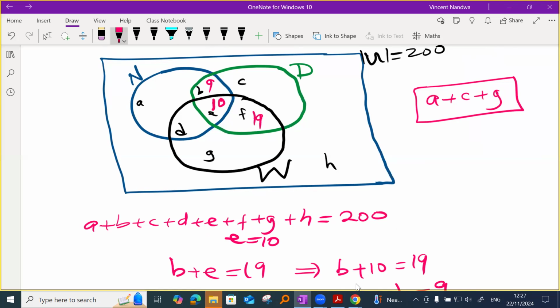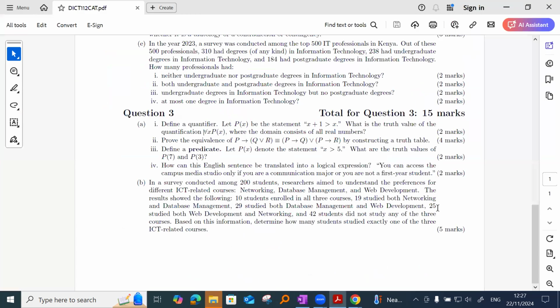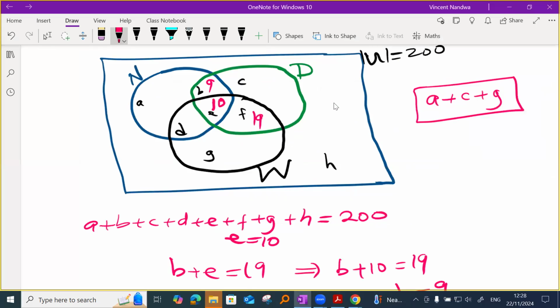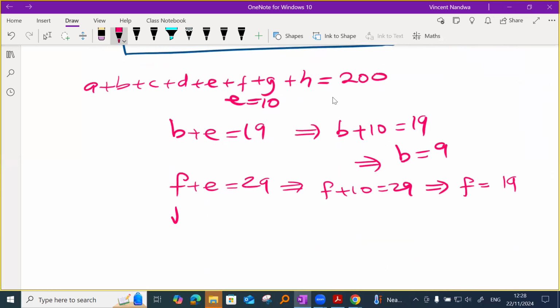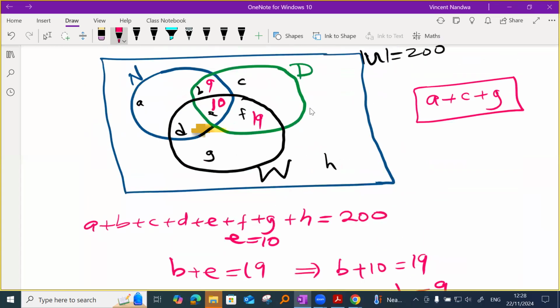And then further, we were told that 25 studied both web development and networking. So where do N and W meet? At D and E. So D plus E should give us 25. So D plus 10 equals 25. What is the value of D? 15. So D is 15.